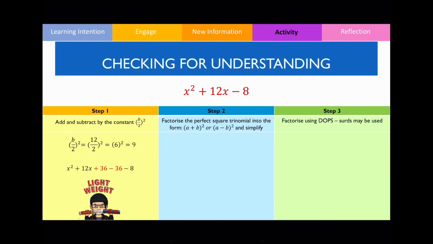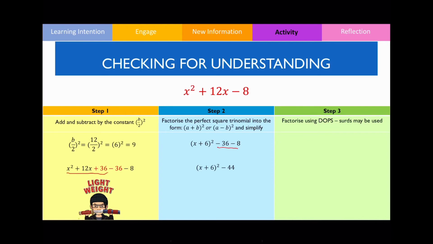By examining the first 3 terms, this looks like a perfect square, so that's going to be (x + 6) whole squared. Then you write the remaining terms towards the end. Once we've done that, we simplify this part: negative 36 take away 8 gives you negative 44. Once you've completed step 2, this now resembles a DOPS.